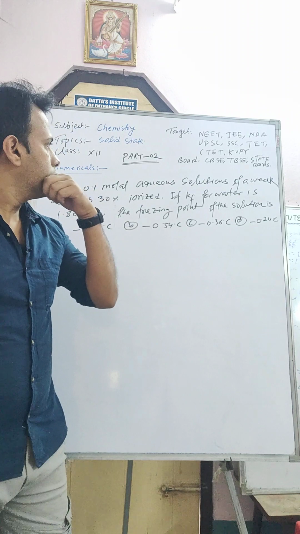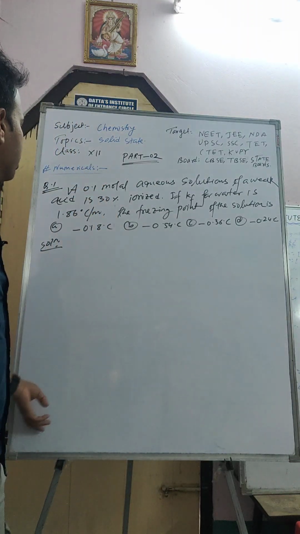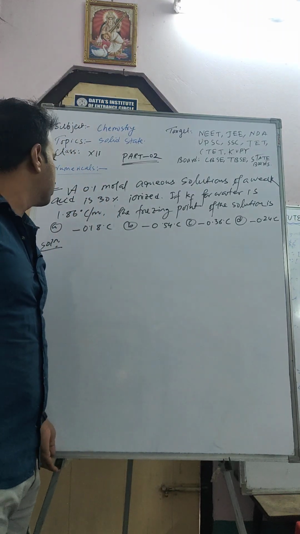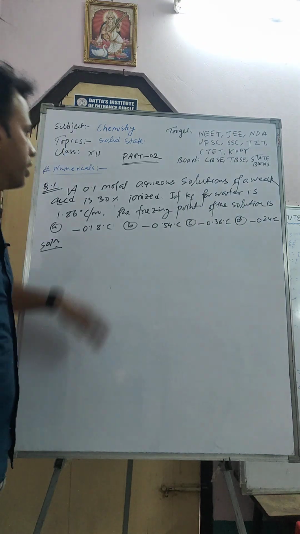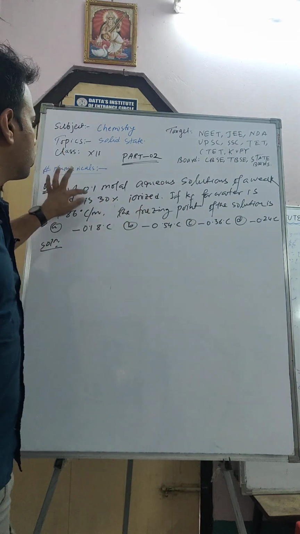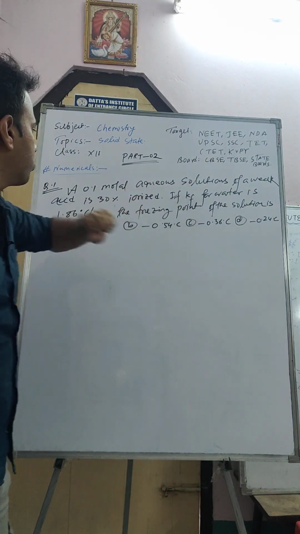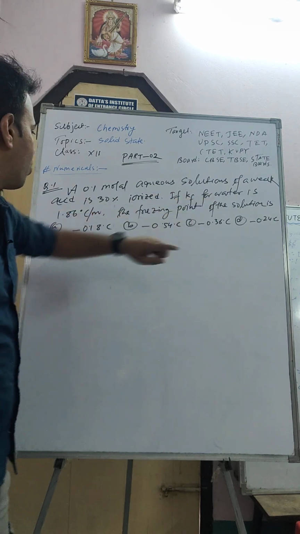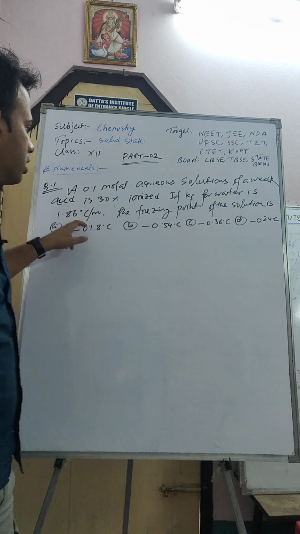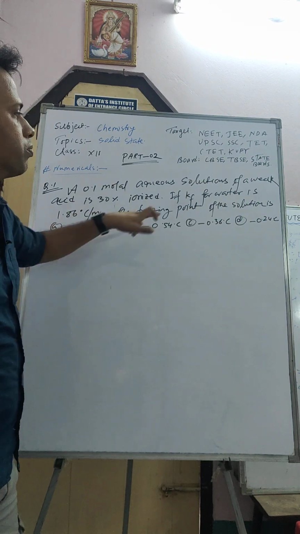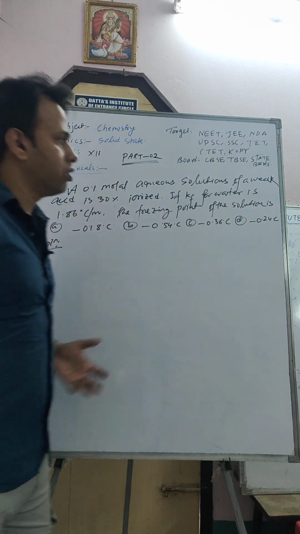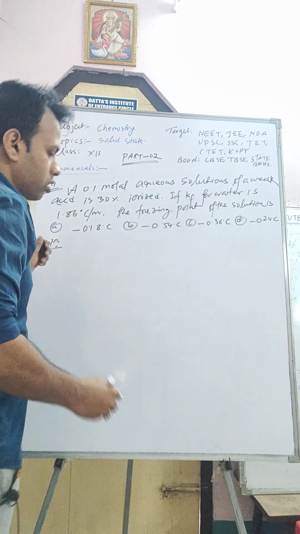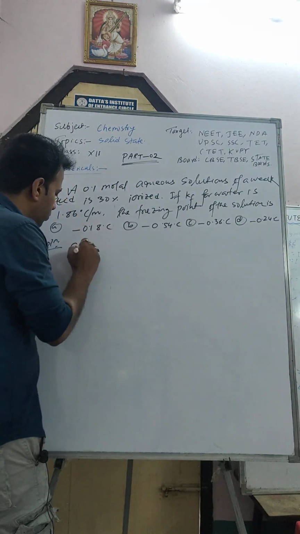Okay, so our question is like that: a 0.1 molar aqueous solution of a weak acid is 30% ionized, and if Kf for the water is 1.86 degree C per mole, the freezing point of the solution is what we have to find out. So what is given in the question, let's try to find out.